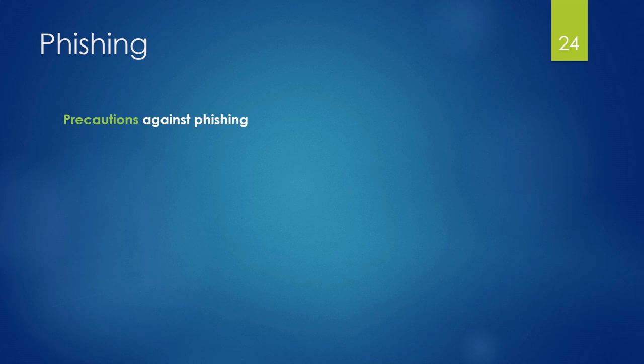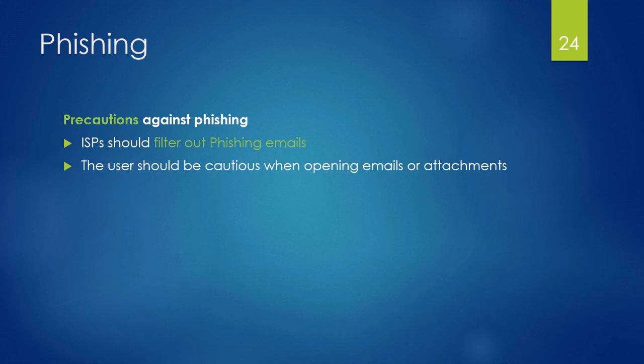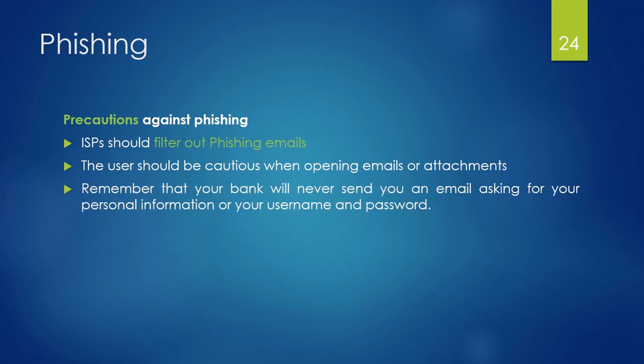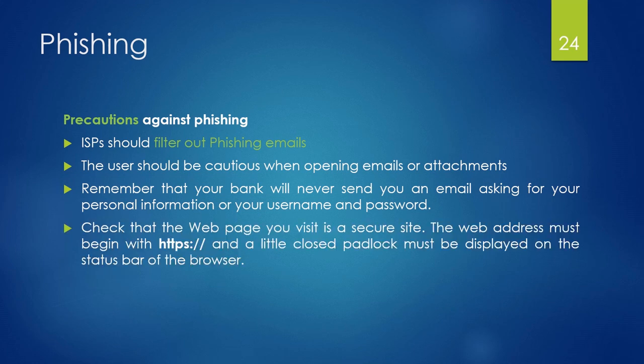Precautions against phishing. ISPs, that is Internet Service Providers, should filter out phishing emails. The user should be cautious when opening emails or attachments. Remember that your bank will never send you an email asking for your personal information or your username and password. Check that the web page you visit is a secure one. The web page must begin with https:// and a little closed padlock must be displayed on the status bar of the browser.